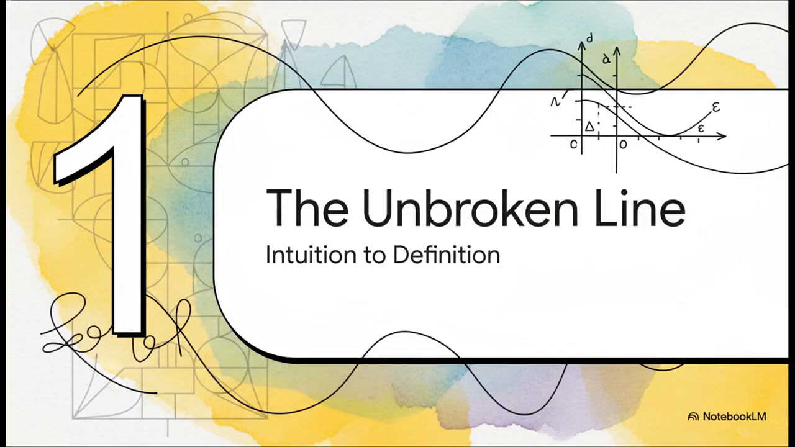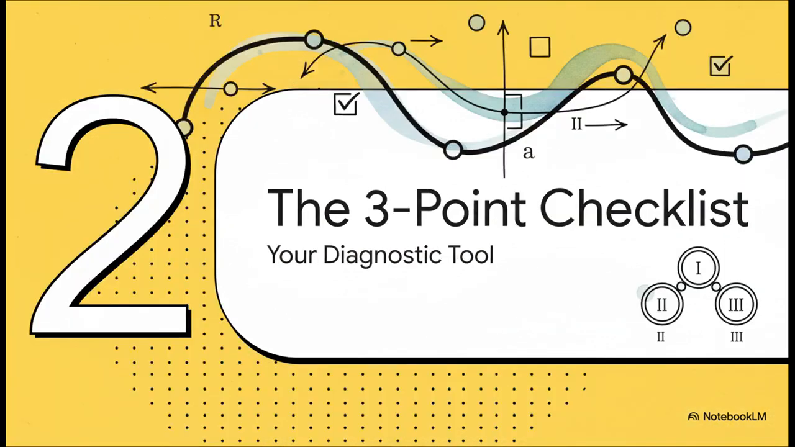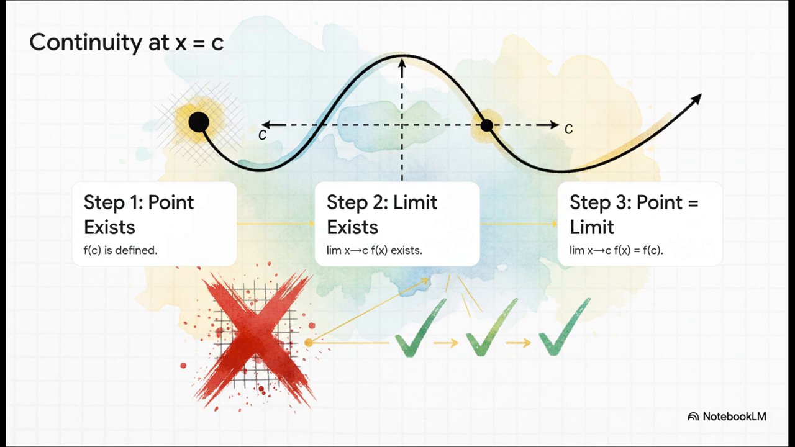Okay, so let's start there. How do we take that simple idea, the no pencil lifting rule, and turn it into something real, something we can actually prove? We have to translate that gut feeling into the precise language of mathematics. And this right here is the key that unlocks everything. Seriously, think of this as your secret weapon, your diagnostic tool for any function you come across. It's a straightforward, three-step process that will tell you with 100% certainty if a function is continuous at any given point. All right, these are the three golden rules.